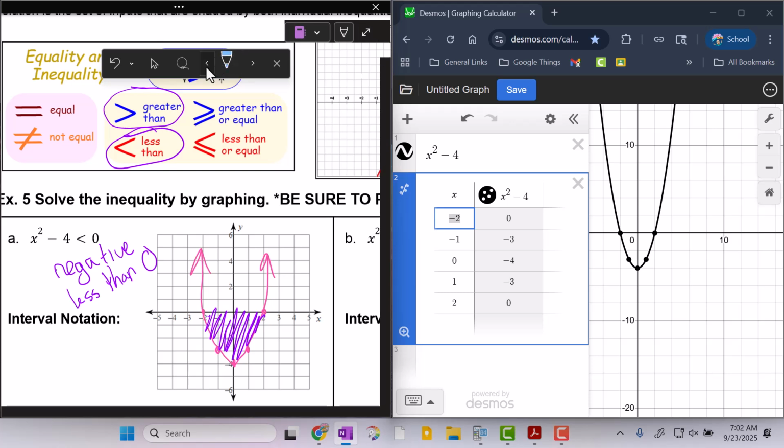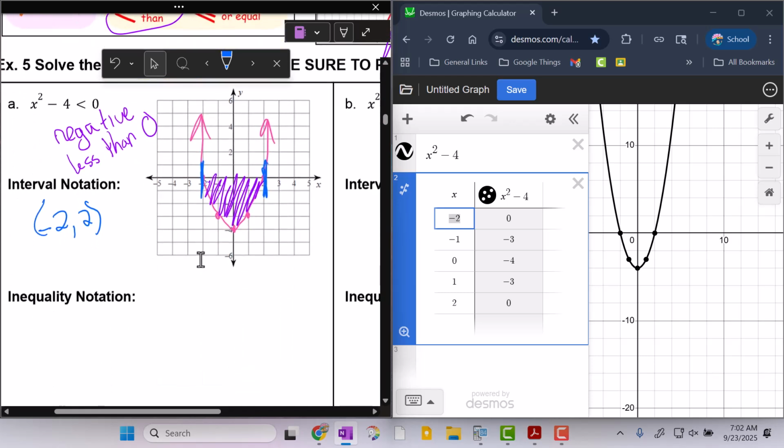So we put our start and stop of where those boundaries are, and that's right here and right here. So it's negative 2, comma 2 in interval notation. It's negative from negative 2 to 2. Any values between those two will work for our inequality. The inequality notation would be negative 2 less than x less than 2. Not less than or equal to, because we don't have that. And x is sandwiched between those two values.